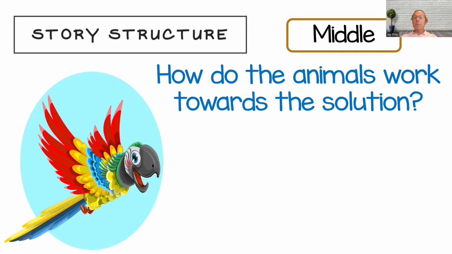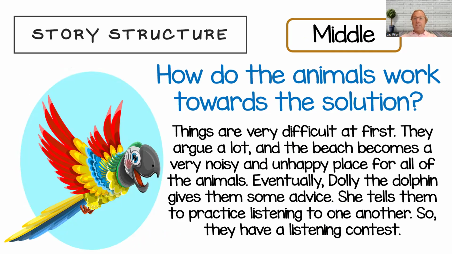In the middle, the animals work together to work towards a solution. Things are very difficult at first. They're arguing. The beach becomes very noisy, and all the animals there, we talked about the sea turtles, they're very unhappy. Eventually, Dolly the dolphin gives them some advice. She tells them to practice listening to one another, so they decide to have a listening contest.